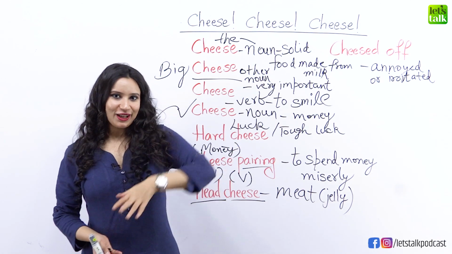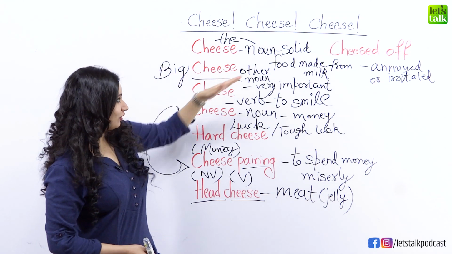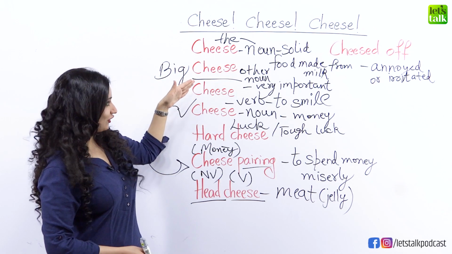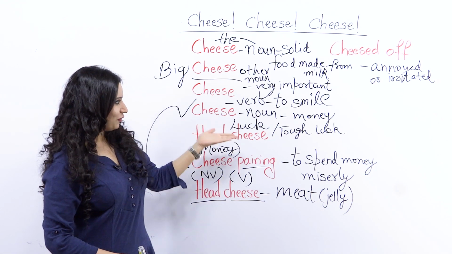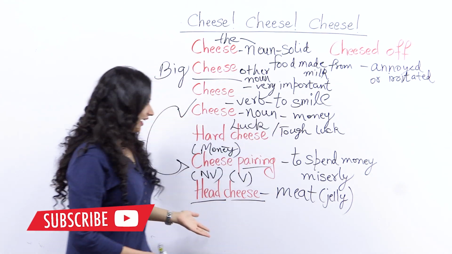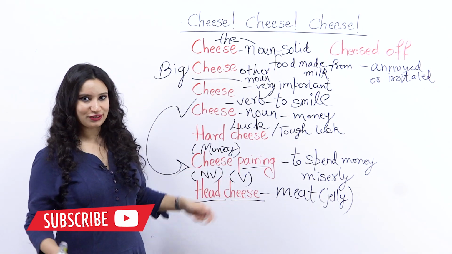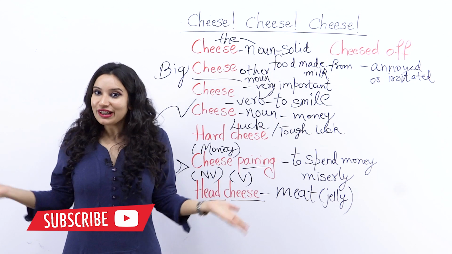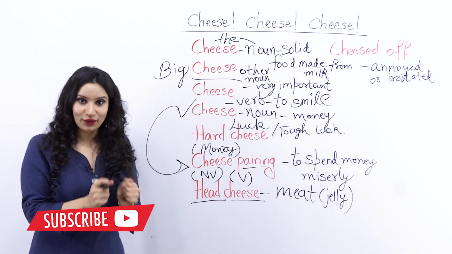Now we're going to look at all the words once again. Cheese, the noun, and cheese, the other noun, and cheese, this means to smile, it's a verb. And then we have cheese as money, and all of these are collocations that you can use. And if you're not cheesed off, then congratulations, because we are at the end of the lesson and you can go ahead and have that cheese pizza because I know you're very hungry now.